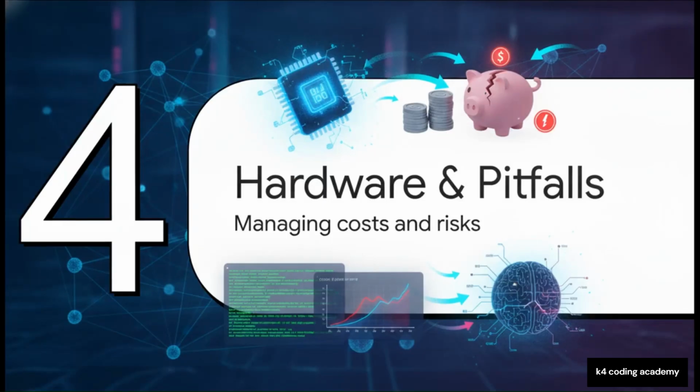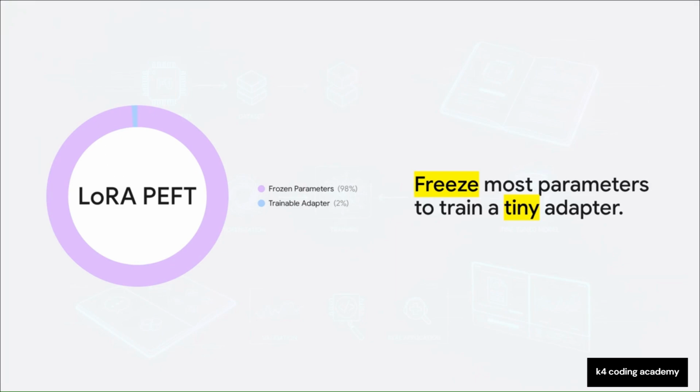Okay, Section 4, hardware, costs, and pitfalls. Let's address the elephant in the room here. Full fine-tuning is notoriously expensive, so how do we manage costly GPU requirements and avoid breaking the model? This is where LoRA comes in, Low-Rank Adaptation. It's an absolute game changer for enterprise AI. Instead of updating billions of parameters, which requires massive server farms, we actually freeze about 98.5% of the base model. We only train a tiny 1.5% adapter that sits right on top. This means we can train massive models on standard consumer-grade GPUs, drastically cutting our hardware costs and training time.